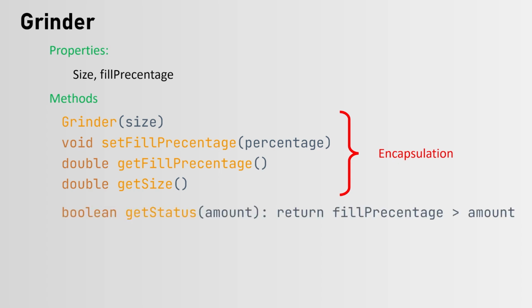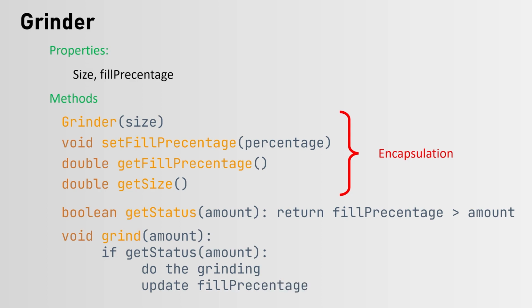For that, I create two more methods. One is get status to tell if there is enough coffee left in the tray depending on the given amount needed. And the other one is, well, grind with amount as an input, and that is a method executed to start the grinding. It checks with the method getStatus to see if there is enough coffee in the tray. If so, it grinds the provided amount of coffee, and then it updates the fill percentage property of the grinder respectively. See, now all this work is abstracted into a single word, grind. Now my grinder class can maintain and take care of itself. This is abstraction.